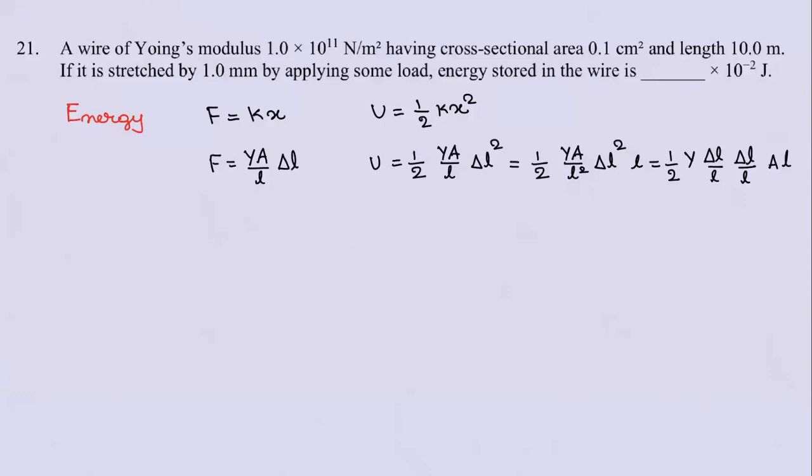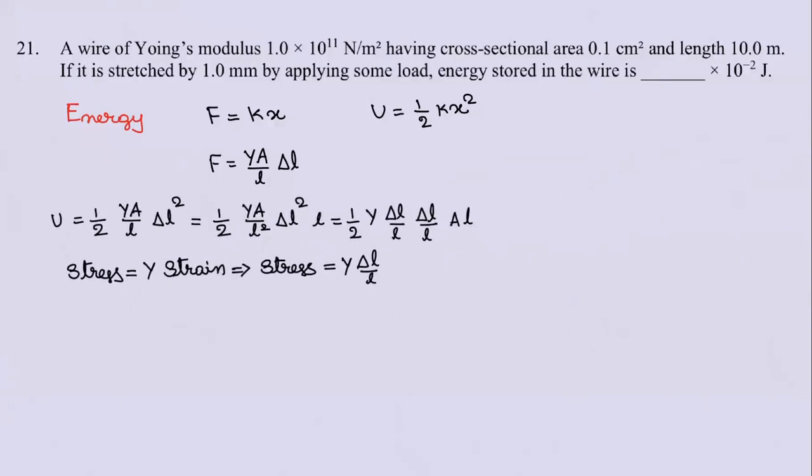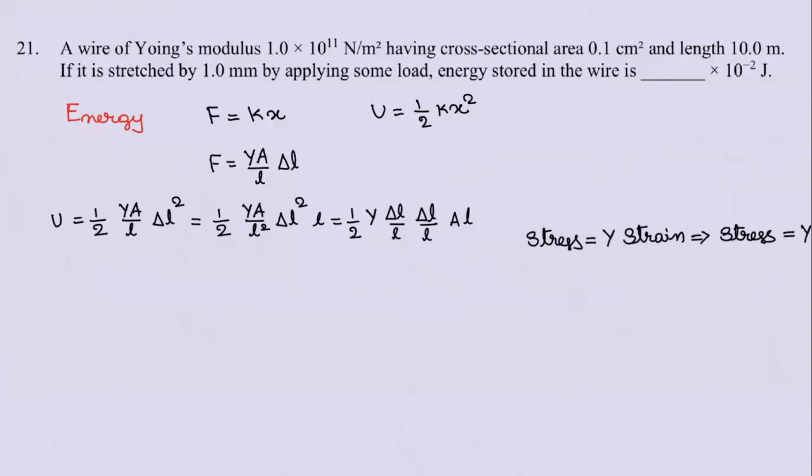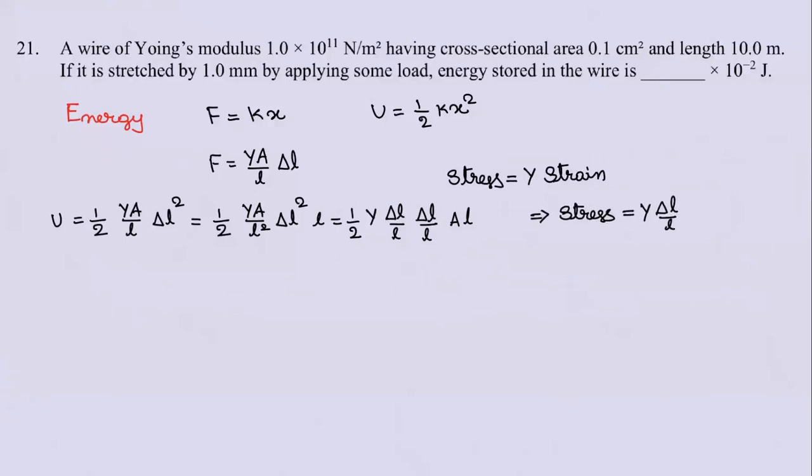Now, observe carefully. Stress is equal to Y into strain, right? That implies stress is equal to Y into delta L by L. So Y into delta L by L can be replaced with stress, and delta L by L is strain. So if you do that, let me continue this entire thing here. This is a small derivation.